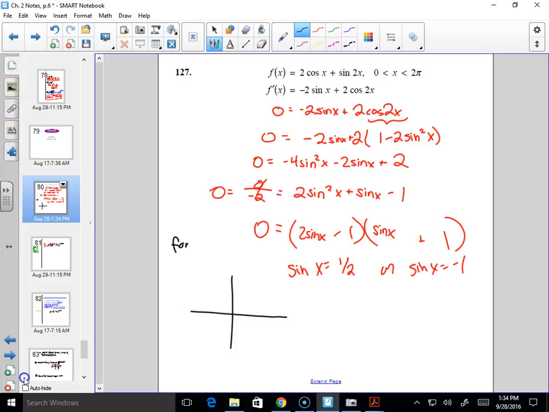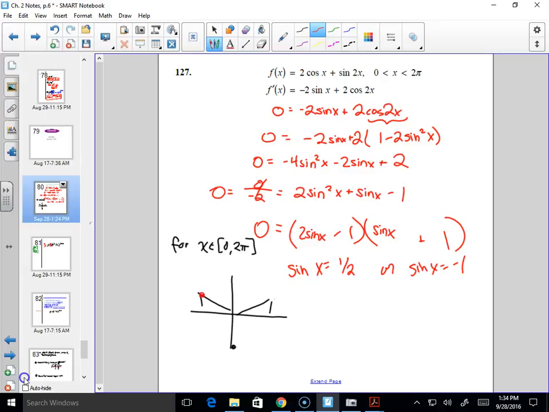said only look between 0 to 2 pi, yeah? Yeah. Sine is 1/2 in the first quadrant at pi over 6, in the second quadrant at 5 pi over 6, and sine is -1 at 3 pi over 2.